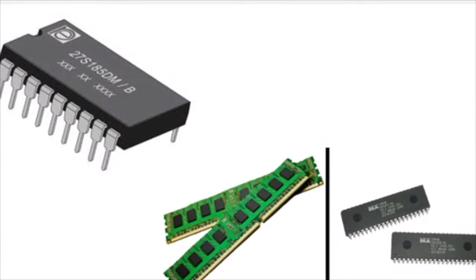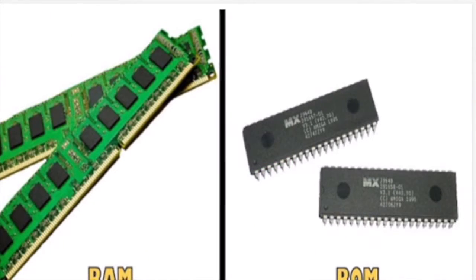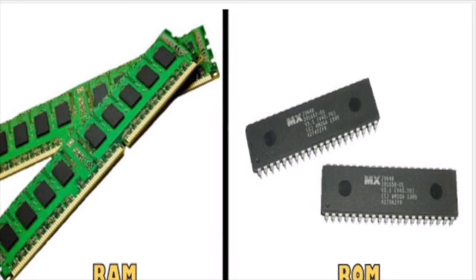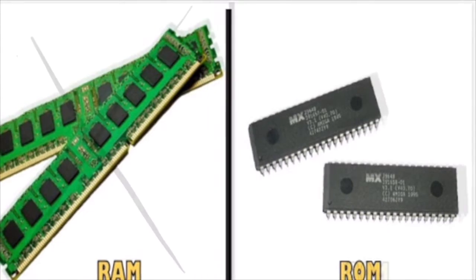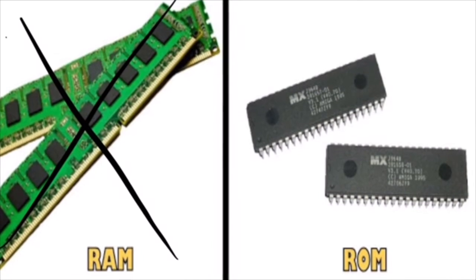ROM. ROM is a read-only memory. This data cannot be edited when saved. ROM is referred to as being non-volatile, whereas RAM is volatile. The device can be turned off and the data can be saved.